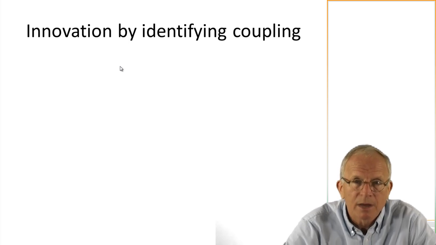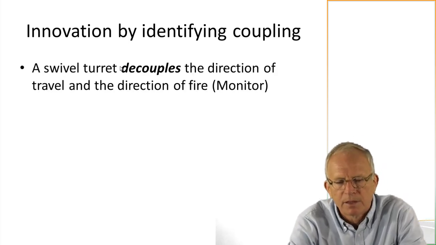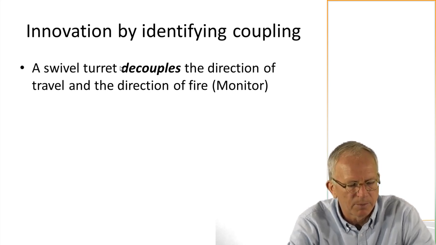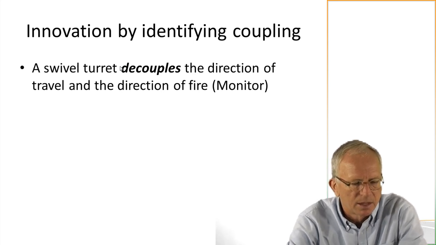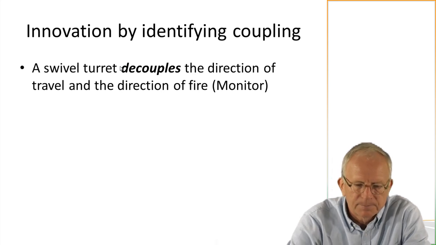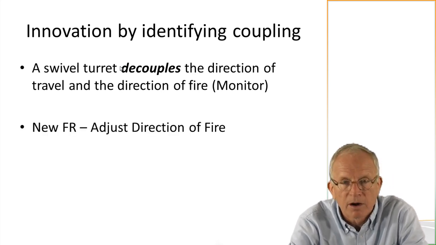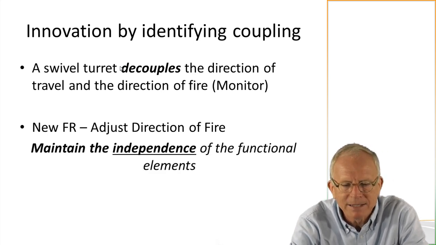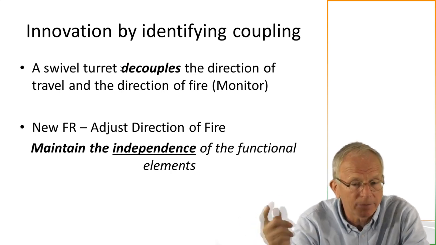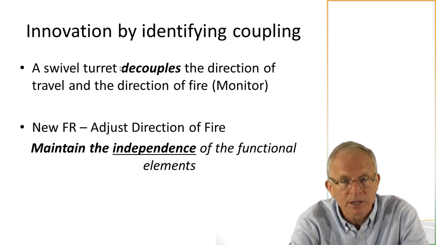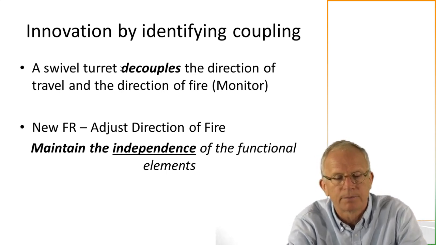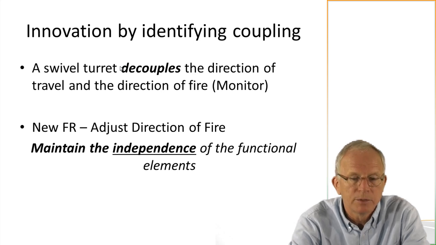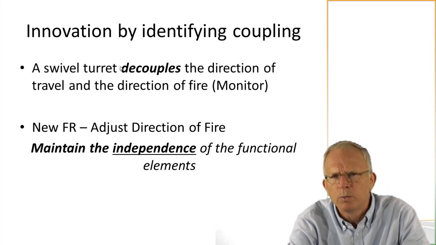So this is a kind of innovation by identifying coupling. The swivel turret essentially decouples the direction of travel and the direction of fire for the Monitor. So the new FR is adjust direction of fire. This is part of maintaining the independence of the functional elements. Now you have to recognize, of course, that adjusting the direction of fire is something desirable. Now as we look for opportunities for innovation, would we be able to identify such an opportunity?